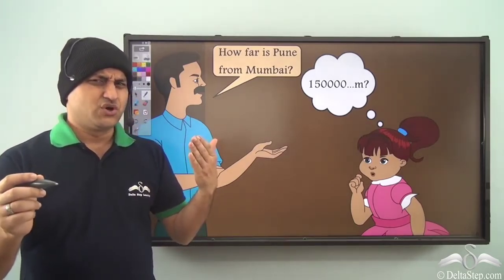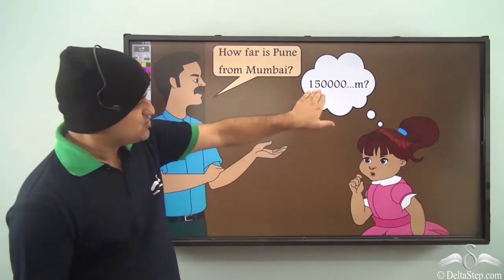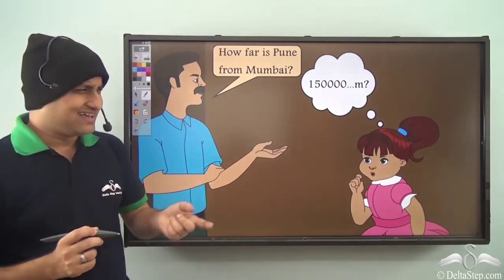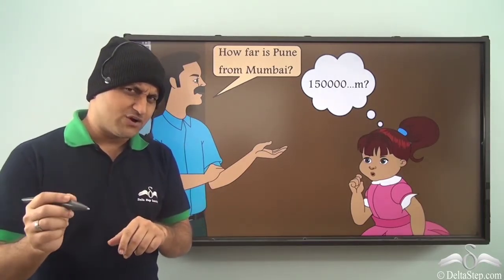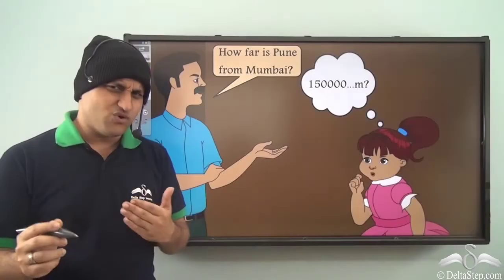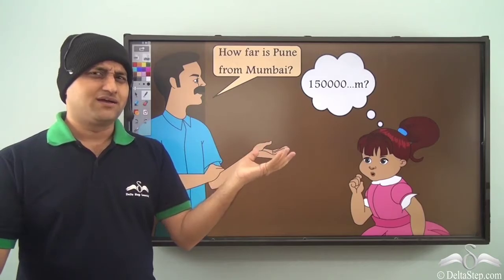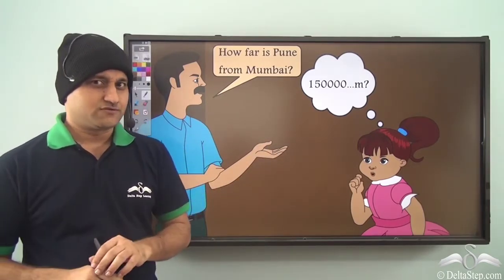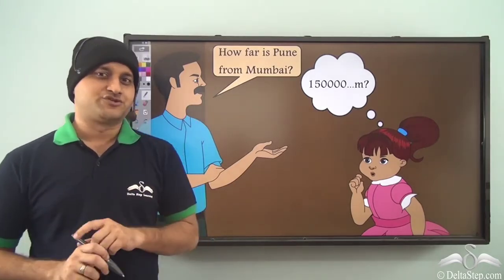1,50,000 meters. Or maybe she was a bit confused because there were too many zeros in that. She was a bit confused. Was it 1,50,000 or 15,000 meters? What exactly was it? Well, the problem was the number was too big, and so she was getting confused with the number of zeros. Well, her father understood her confusion.